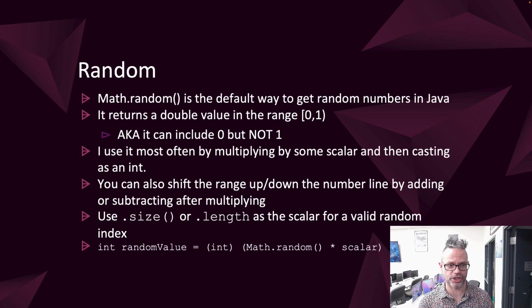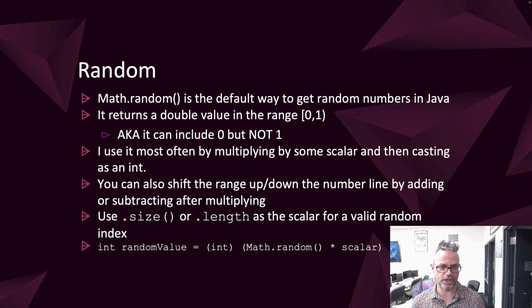So you're using that math notation right there, with the square bracket meaning inclusive and the parens meaning exclusive. So aka it can include 0, but it won't include 1. So it's a double range of values from 0 up to, but not including 1. I use it most often by multiplying by some scalar and then casting that result back down to an int from getting a random number.